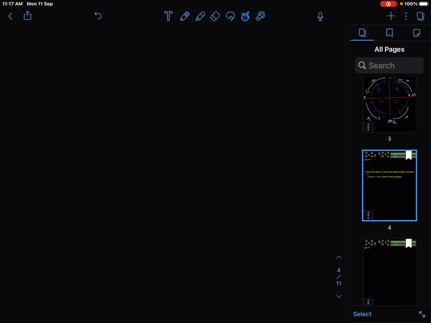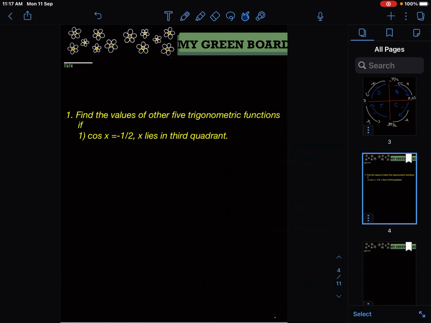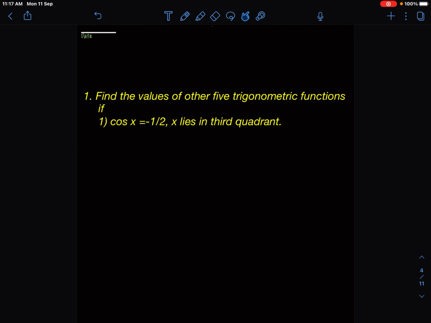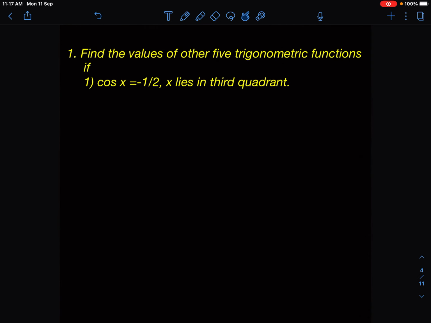So let's go to the sums now. Let's start with the first question. They are asking for the values. Find the value of the other 5 trigonometric functions if cos of x is equal to minus 1 by 2 and x lies in the third quadrant.